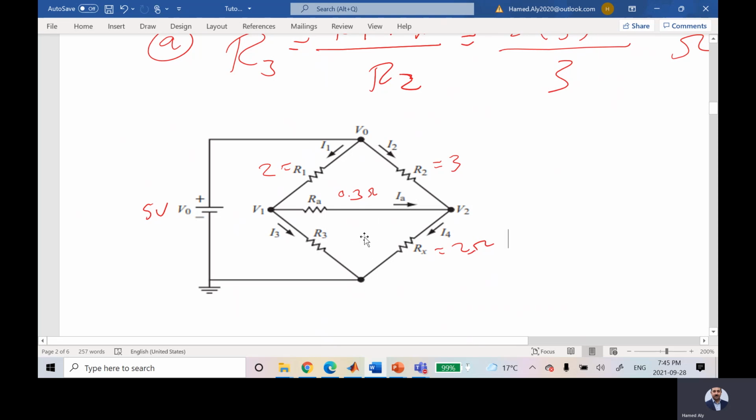And then I'll say summation of the voltage here is equal to 0. Summation of the voltage is equal to 0. I have 3 other loop equations.